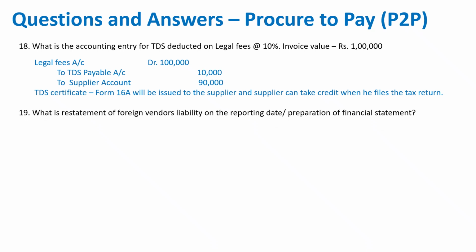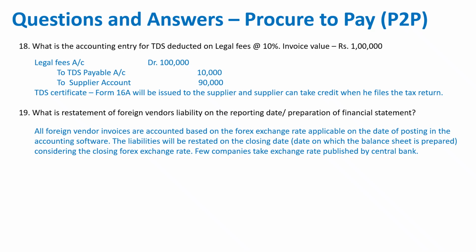Question number 19. What is restatement of foreign vendor's liability on reporting date, preparation of financial statement? All foreign vendor invoices are accounted based on the Forex exchange rate applicable on the date of posting in the accounting software. The liabilities will be restated on the closing date on which the balance sheet is prepared, considering the closing Forex exchange rate. Few companies take the exchange rate published by the central bank.